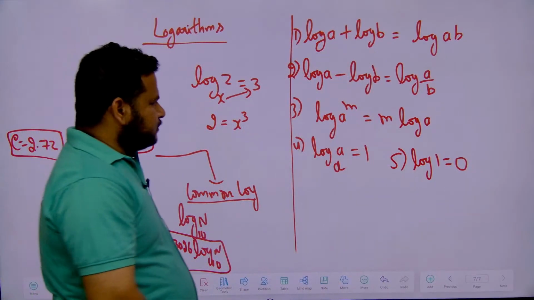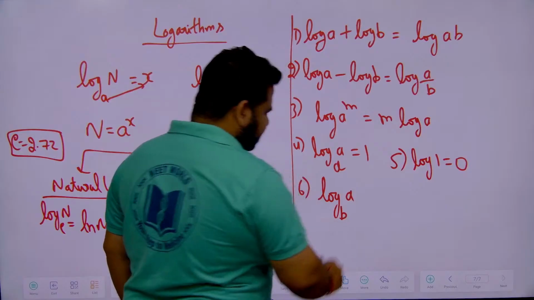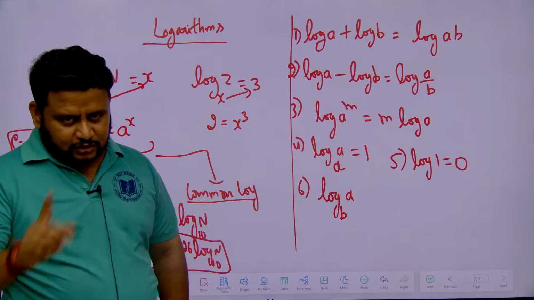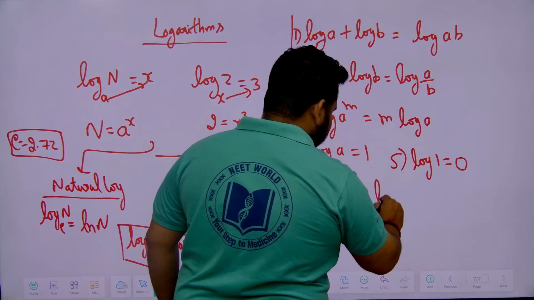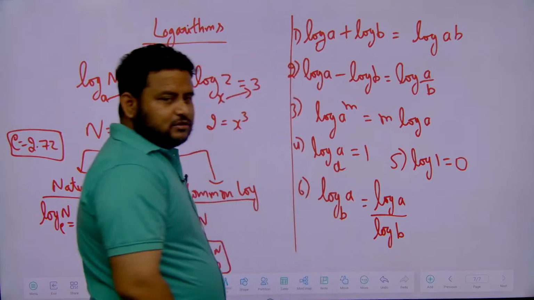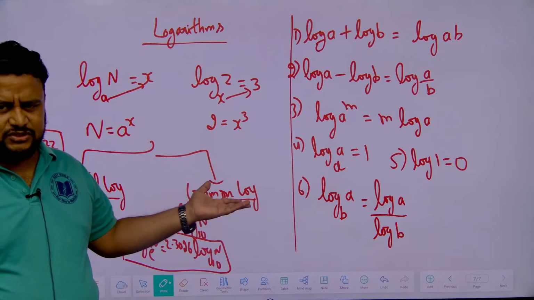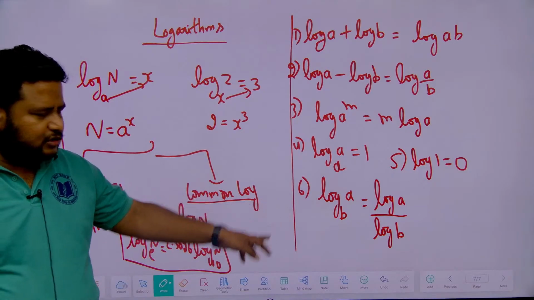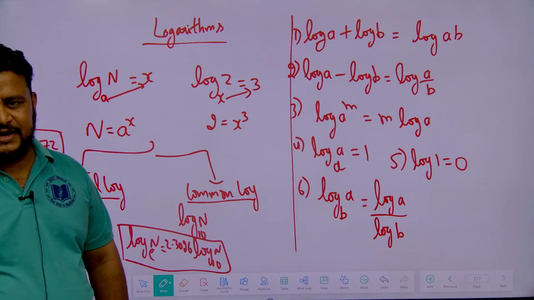Log 1 is 0. Next one I wanted to tell you is log a to the base b. Listen carefully. I told you in that class, log a to the base b can be written as what? Log a by log b. See, just keep observing this in your notes every day, you will get it. No need to sit and memorize every day, not required. Log a to the base b can be written as log a by log b.